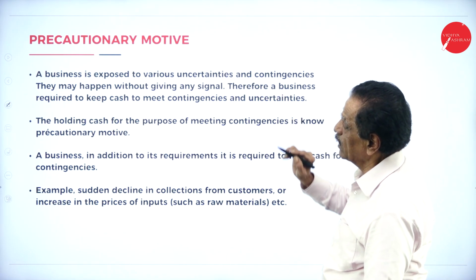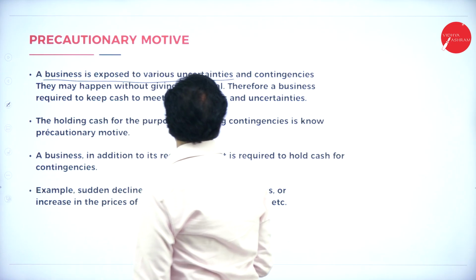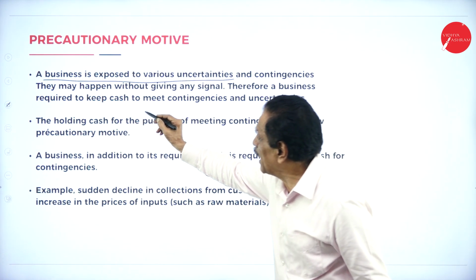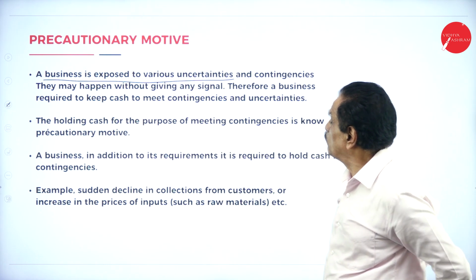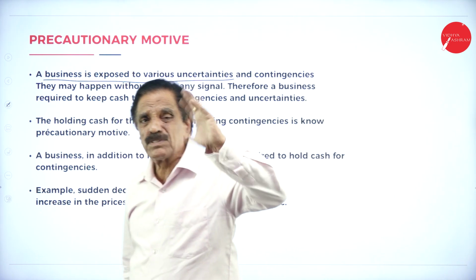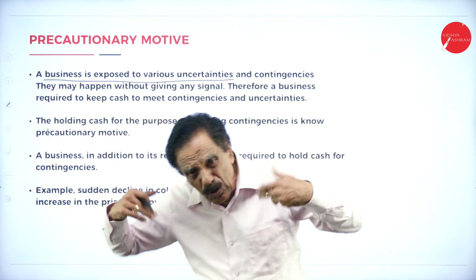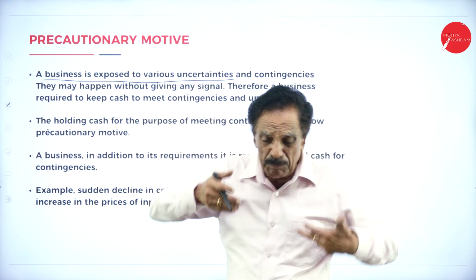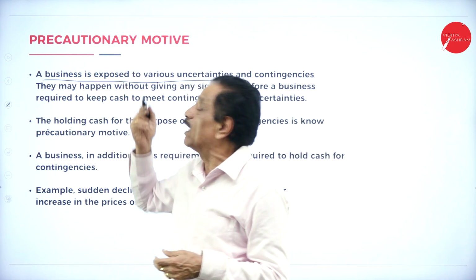Then the precautionary motive. A business is exposed to various uncertainties and contingencies. They may happen without giving any signal. Therefore, a business requires cash to meet the contingencies. There are uncertain circumstances, so the company has to keep sufficient cash. Unknown losses may arise, and to meet them you must have a cash balance. So that is called the precautionary motive.